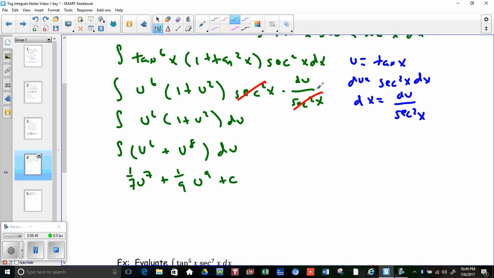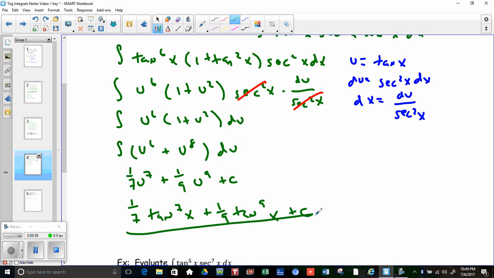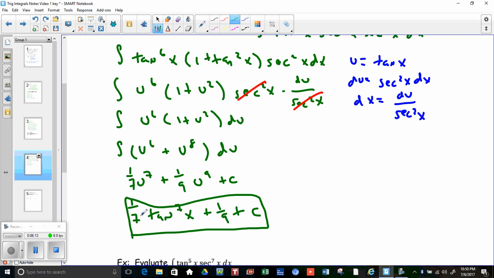Go ahead and replace u with tangent of x. So we should get 1/7 tangent to the seventh x plus 1/9 tangent to the ninth x plus c. Having a real hard time drawing straight lines. Plus c. That's better. Almost. You get the idea.